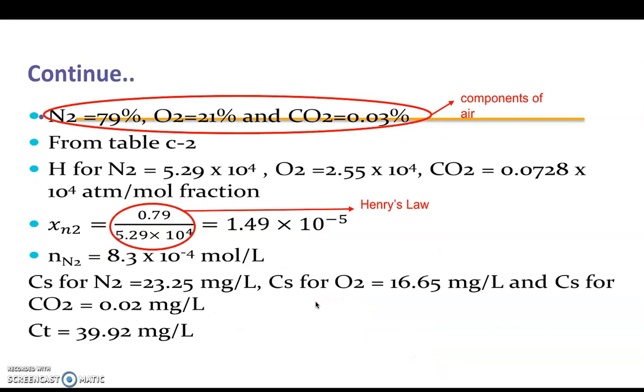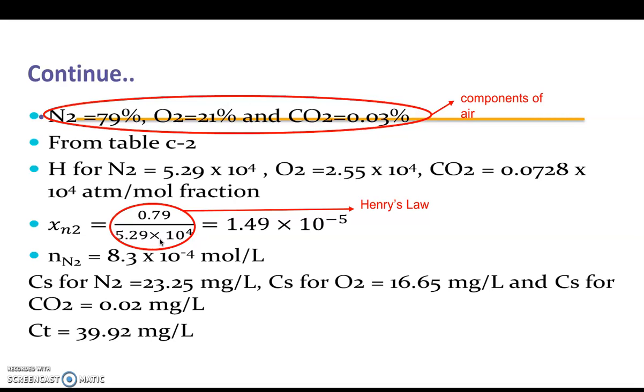Now we know that the components of air are nitrogen, oxygen, and carbon dioxide. Nitrogen is 79%, oxygen is 21%, and CO2 is 0.3%. So you use a similar method as previously to calculate the concentration of the gases in the water. Again, you need to calculate X for each of nitrogen, oxygen, and CO2, so repeat the method.